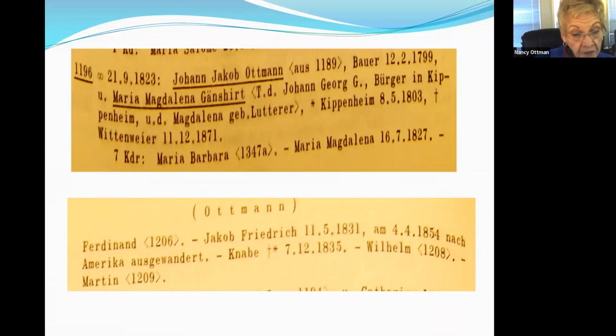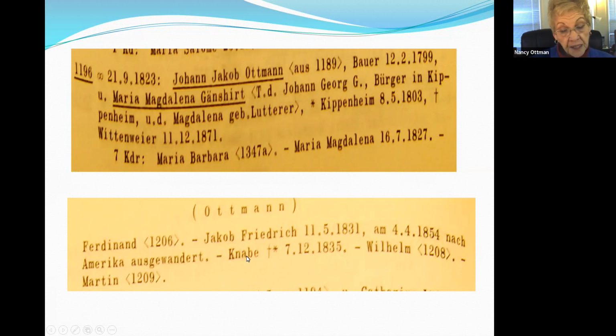As we went on down the list, because they had 7 children, we find Ferdinand, or Jacob Friedrich, born May the 11th, 1831, and this is my great-grandfather. It also tells me he immigrated on April the 4th, 1854 to Ohio.